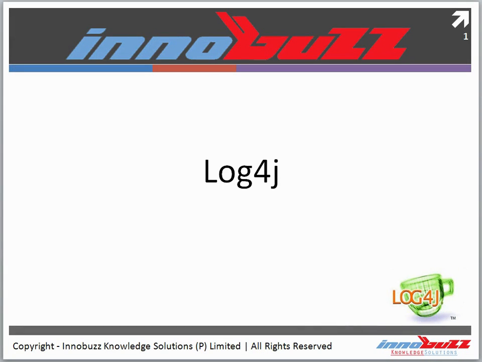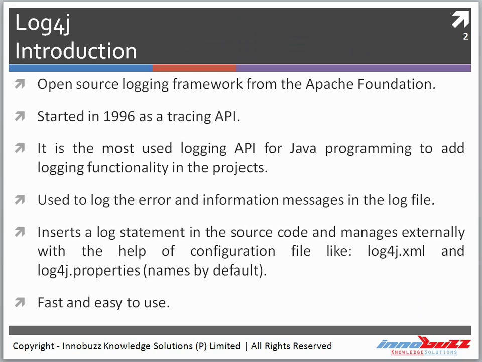Log4j. Introduction. Log4j is an open source framework for Java from the Apache Foundation, which started in 1996 as a tracing API. Apache Log4j is also part of a project known as Apache Logging.